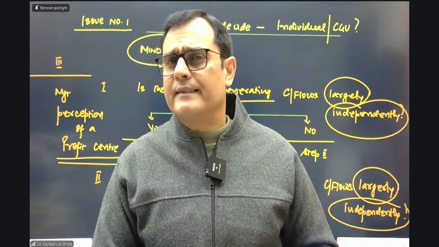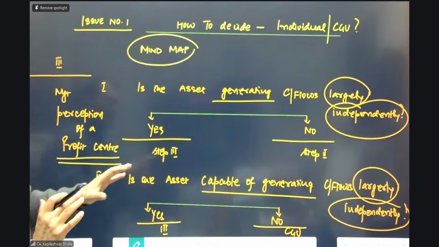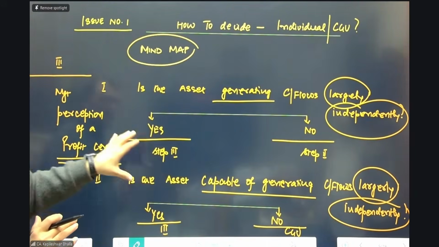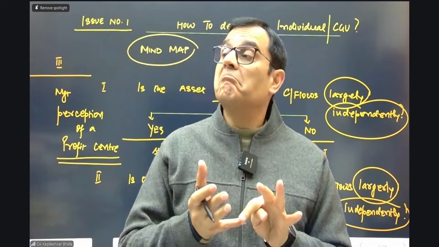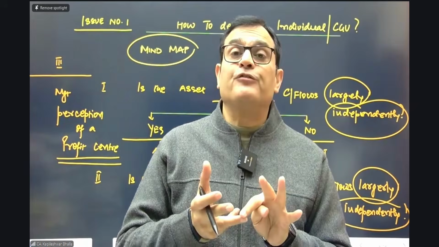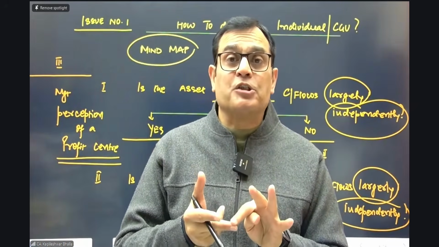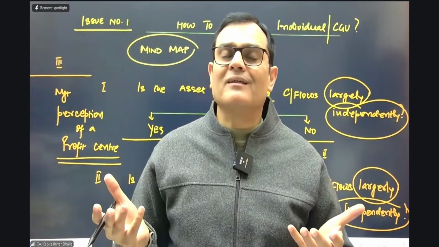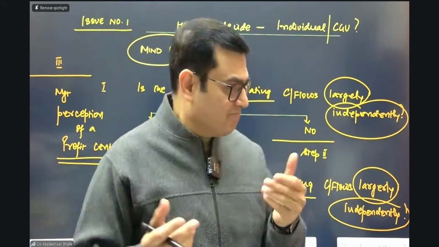Let's take a quick example to revise this concept, but just keep these things in mind. Is it generating? Is it capable of generating? And then the management perception. If you're generating, management perception. If you're capable of generating, management perception. If you're not generating and not capable of generating, then of course you cannot be tested alone. Then it is a part of the CGU. Let's take a quick example on this.